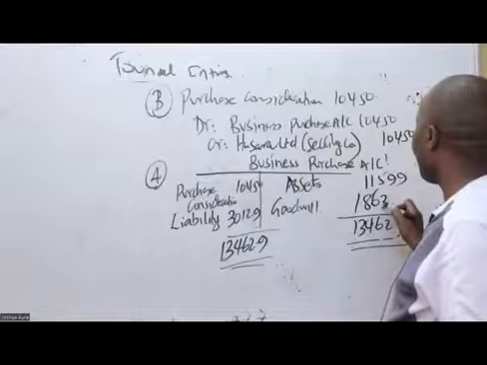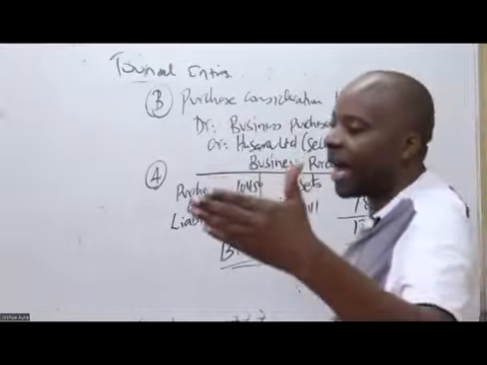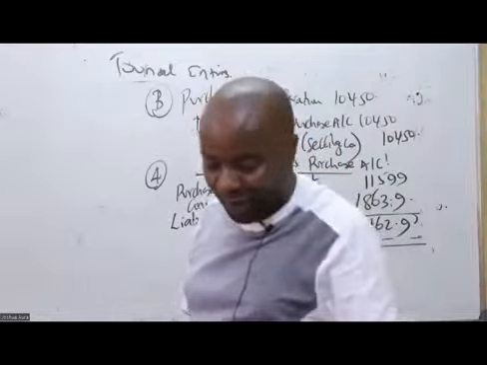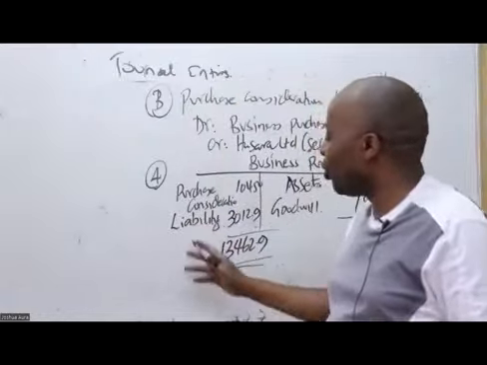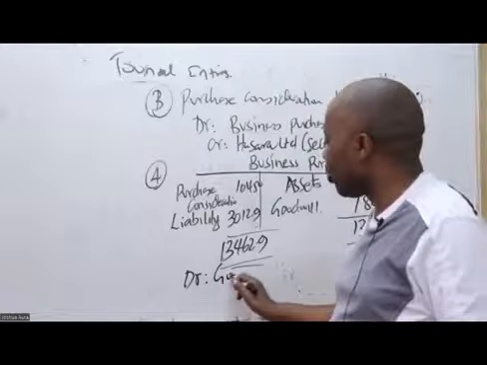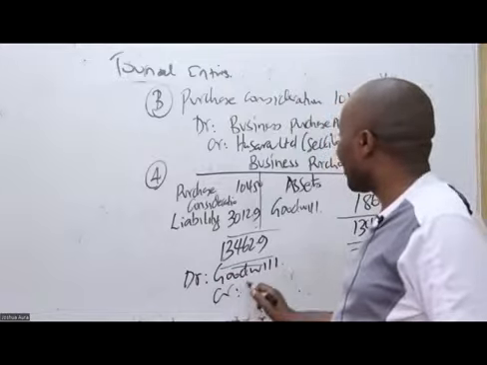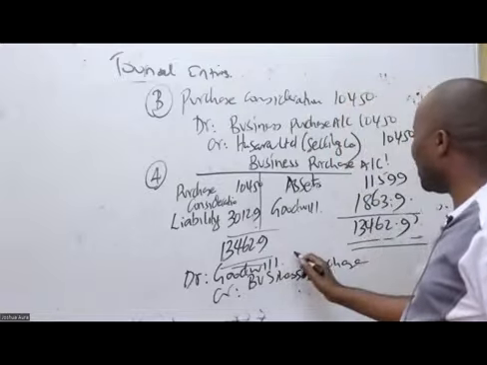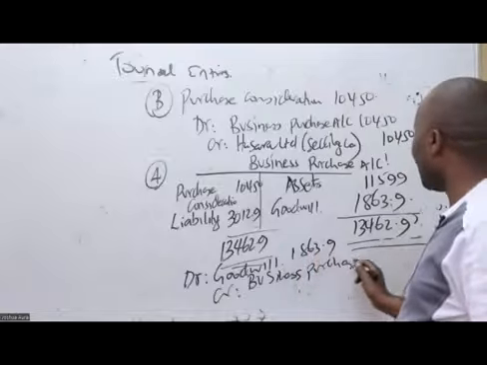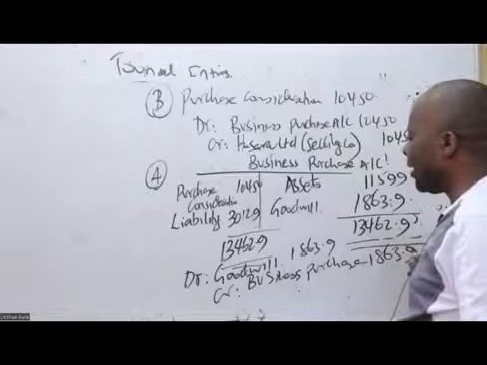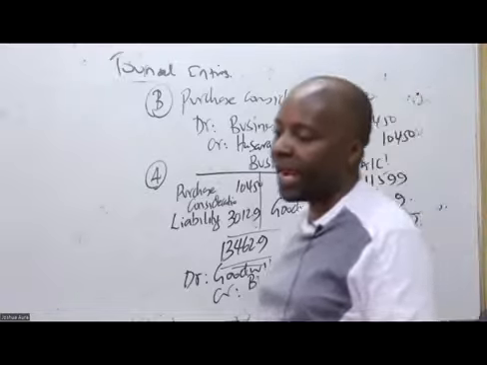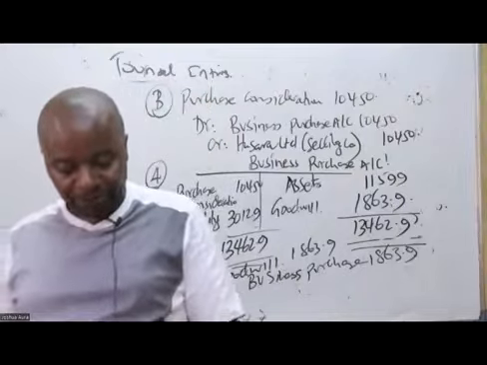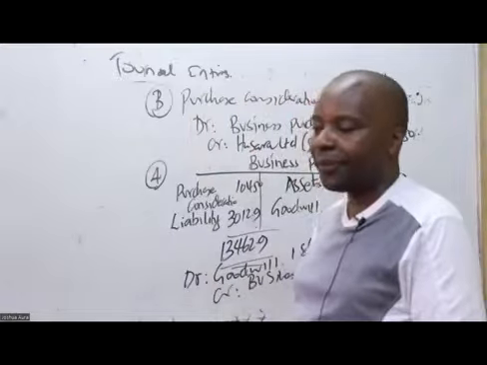1863.9. It was a struggling business, but we ended up paying more, perhaps because we are seeing a future with it. So then once we have the goodwill, we shall come and debit goodwill, credit business purchase. So goodwill here is 1863.9, being goodwill acquired.